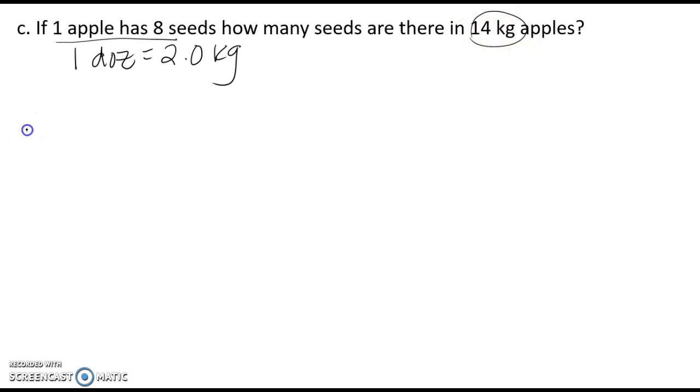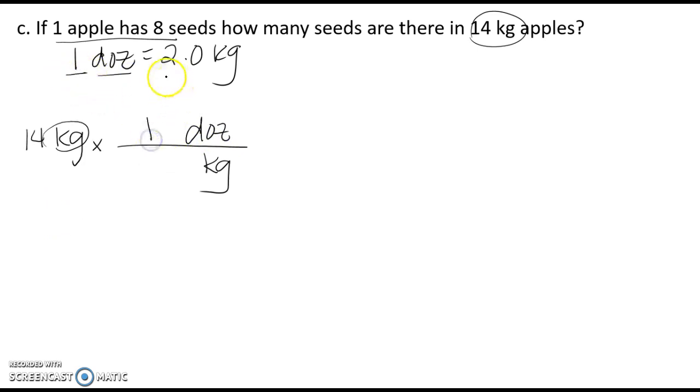So we always start with that number we're given, so 14 kilograms. Whatever unit's up top is going to come down. And I think to myself, okay, what can I relate kilograms to using the problem? I can relate it to dozens. So I'm going to write that. Again, looking at that conversion factor, I know I should put a 1 in front of dozen and a 2 in front of kilograms. All right, so now my kilograms cancel.